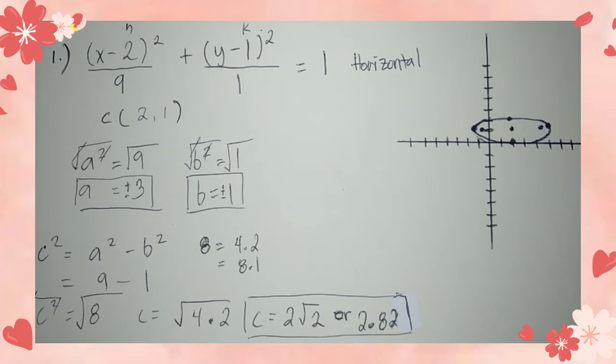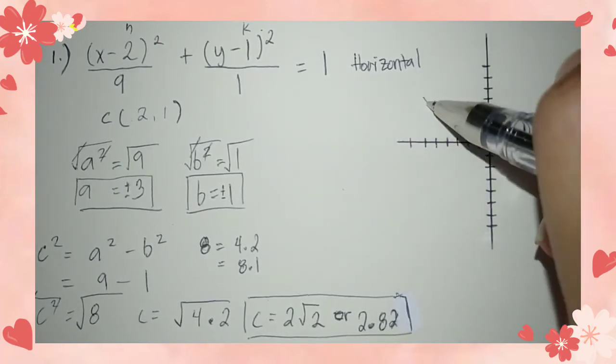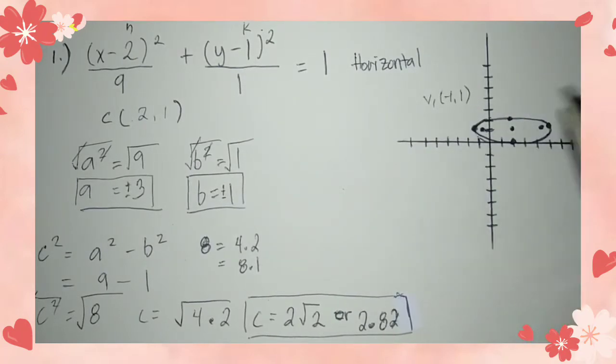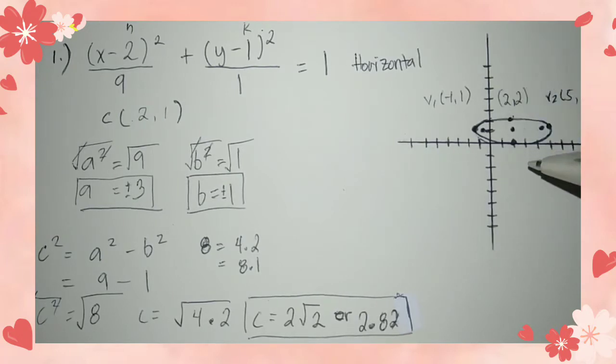Unahin muna natin si vertices. Saan ba nakaplot yung ating vertices? So, we have vertex 1 at negative 1 and positive 1. Vertex 2 at 1, 2, 3, 4, 5. Positive 5 and positive 1. Alright? And then, of course, kailangan natin kuhain ang coordinates ni co-vertices. Ito ang ating co-vertices, right? So, we have 2 and positive 2. And of course, the next co-vertices is positive 2, ito siya, and 0.